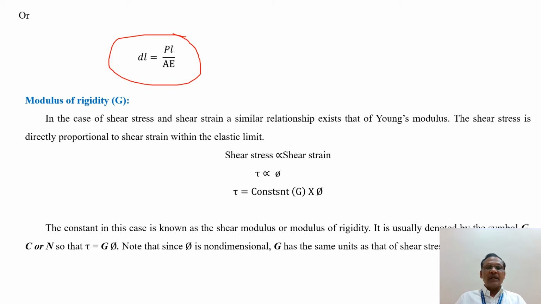The constant in this case is known as the shear modulus or modulus of rigidity, and it is usually denoted by capital G, or sometimes it is also denoted by letter C or N, so that shear stress becomes G, that is modulus of rigidity, into the shear strain.